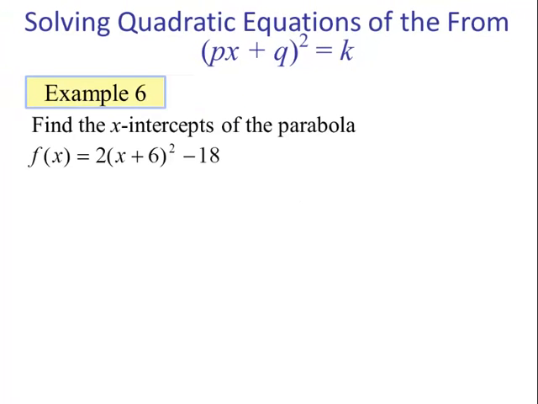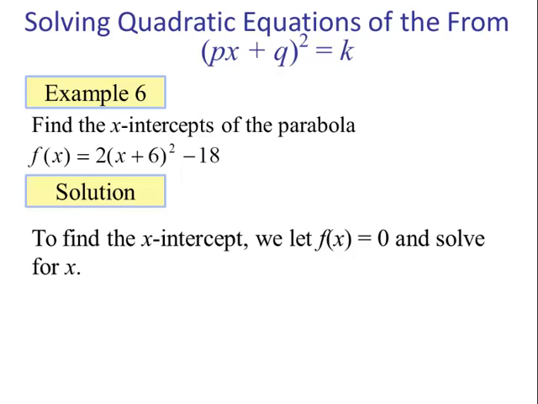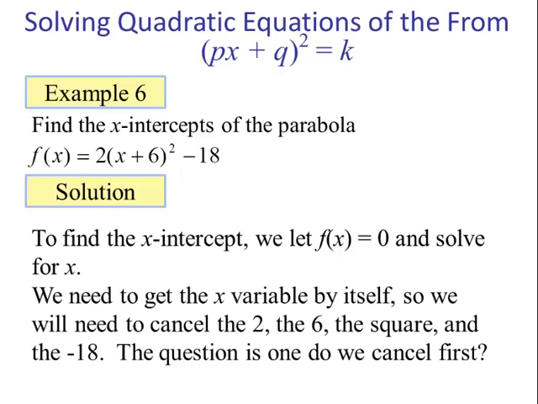Example 6. Find the x-intercepts of the parabola f of x equals 2 times (x plus 6) squared minus 18. Solution: to find the x-intercepts, we let y, or f of x, be 0, and we solve for x. Now solving for x means we need to get the x variable all by itself. So we will need to cancel the 2, the 6, the square, and the negative 18. So we have 4 different operations going on here. Which one do we do first?